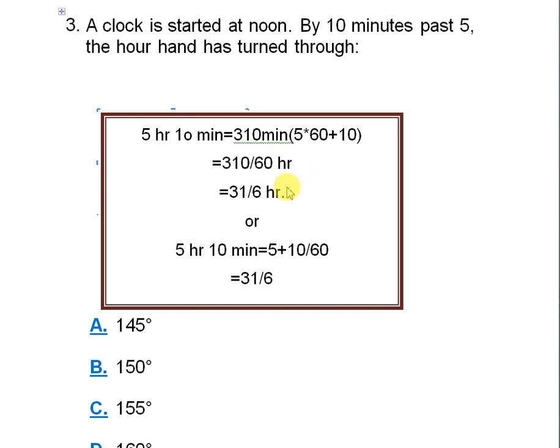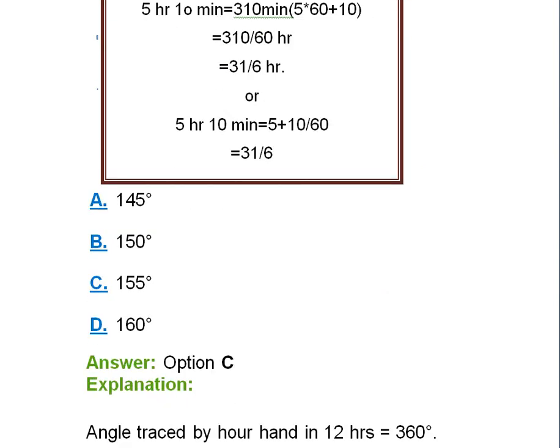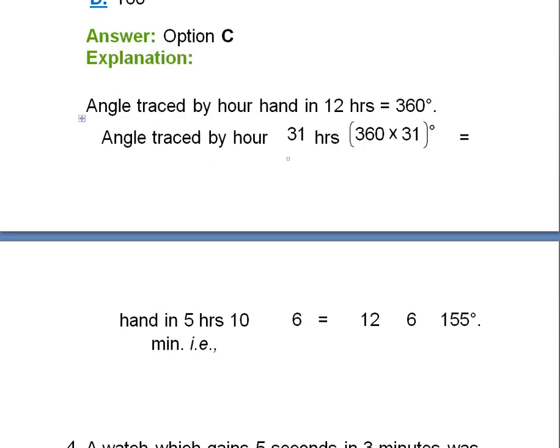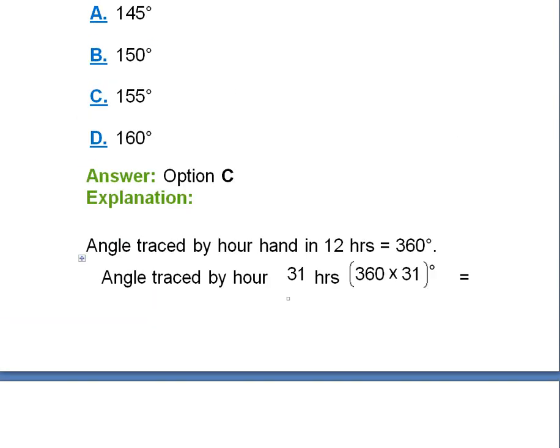Or you can also understand it this way: it was 5 hours 10 minutes, so you keep 5 as it is, and because 10 is in minutes, you divide it by 60 to make it an hour fraction. So it will be 5 plus 10 divided by 60, which is also equal to 31 divided by 6. That's how this came. So we multiplied 360 by 12 into 31 by 6, which is equal to 155 degrees. So your answer is option C. Let's move on to another question.